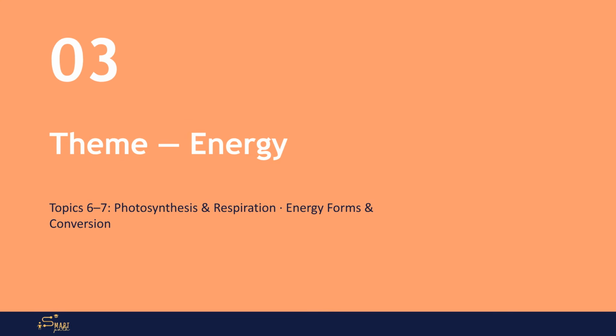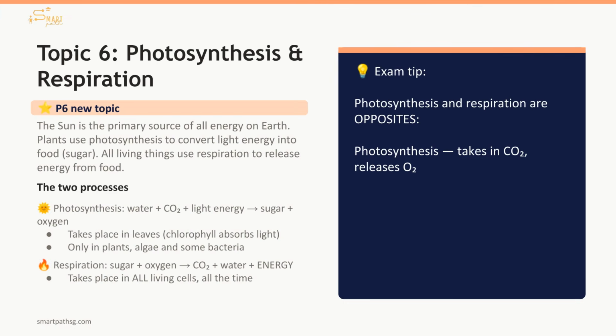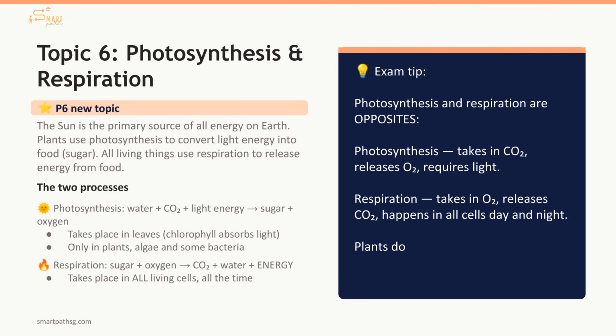Now the energy theme, including 2 P6 topics: photosynthesis and respiration, and the 6 forms of energy and their conversion. This topic of photosynthesis and respiration is heavily tested. The key insight is that they are opposite processes. Photosynthesis takes in carbon dioxide and requires light, while respiration takes in oxygen and occurs in all cells day and night. Plants do both. During the day, photosynthesis dominates. At night, only respiration occurs.